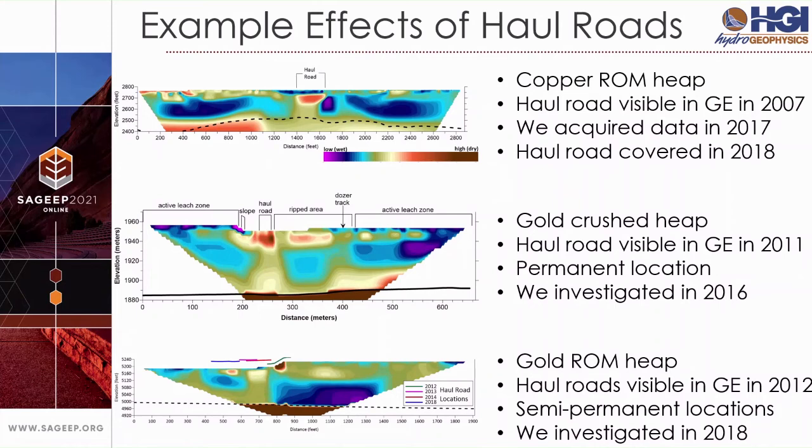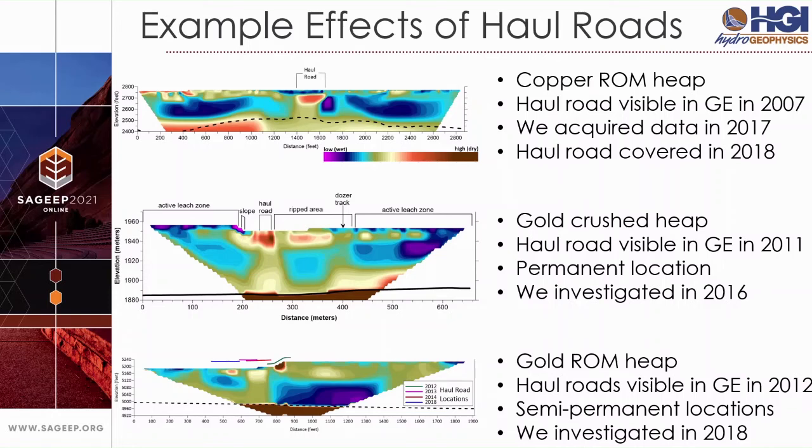The middle profile shows a gold heap with a haul road that was permanently located at about the 250 meter mark along the line. Again, we see the heap is resistive below the surface all the way to the liner, equating to about 1 million cubic meters of material and potentially 40,000 troy ounces. On either side of the haul road, the hydraulic conditions are much different, validating the damage caused by the haul road.